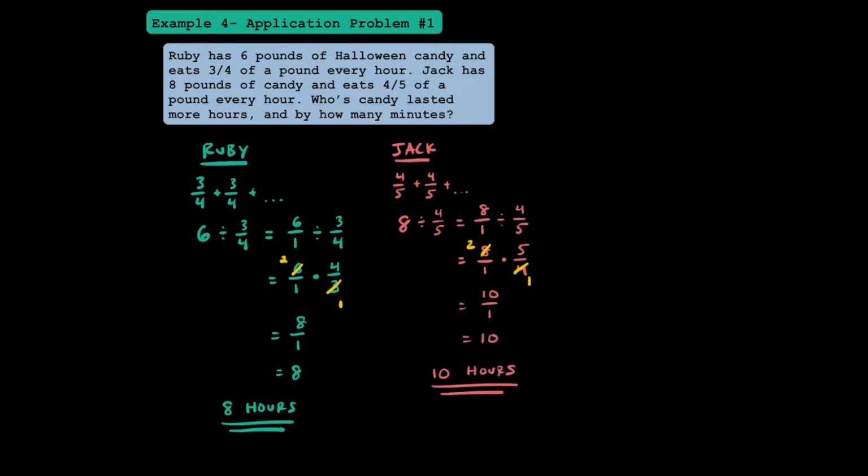To answer the question, we can say that Jack's candy definitely lasts a little bit longer. Specifically, it's going to last him longer by 2 hours. Since 1 hour is equivalent to 60 minutes, we know that this is actually going to be 120 minutes. Hopefully, he'll share some of his extra candy with Ruby.